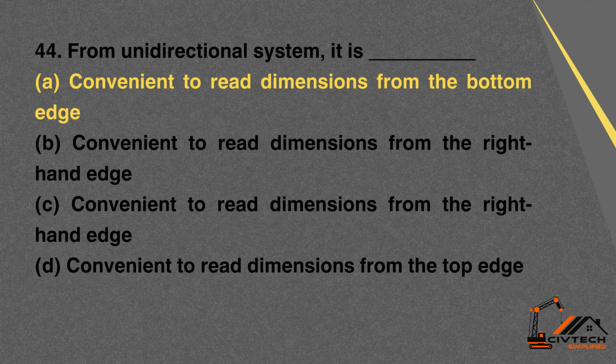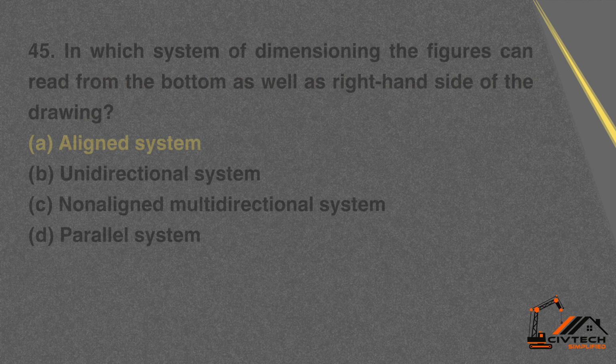44. In unidirectional system, it is. A. Convenient to read dimensions from the bottom edge. B. Convenient to read dimensions from the right-hand edge. C. Convenient to read dimensions from the right-hand edge. D. Convenient to read dimensions from the top edge. Correct option, A. Convenient to read dimensions from the bottom edge.